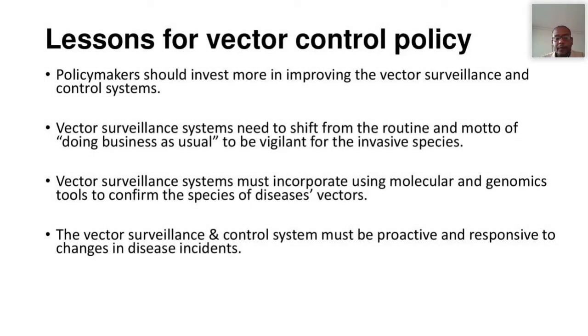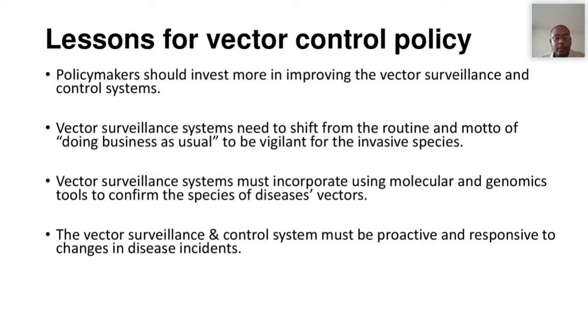And also, disease vector surveillance needs to be proactive. It needs to be responsive to any increase in cases. For instance, this helped in the detection of the presence of Anopheles stephensi in Djibouti, because what prompted them to do extensive vector surveillance and entomological study was an unusual increase in malaria cases. One of the aspects they investigated was vector composition, and that is how they discovered the presence of Anopheles stephensi.